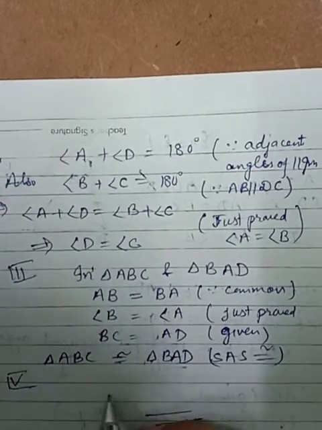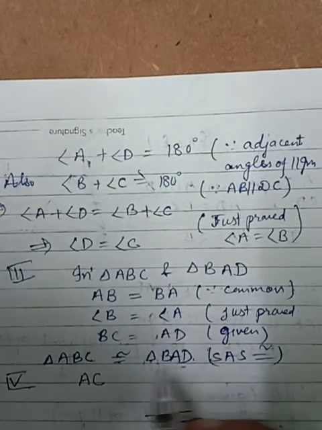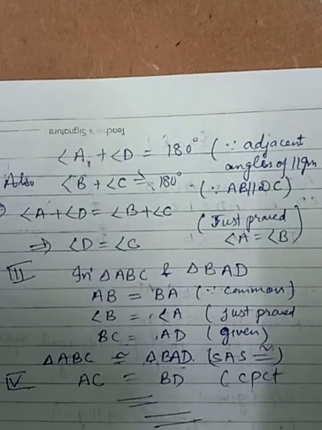Now come to the fourth part. AC of this triangle and BD of this triangle are equal by CPCT, and in this way we can do this question.